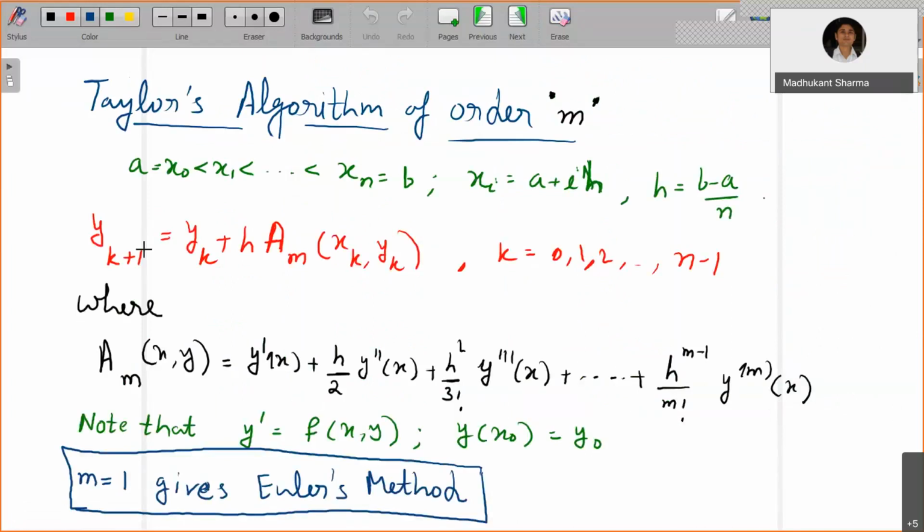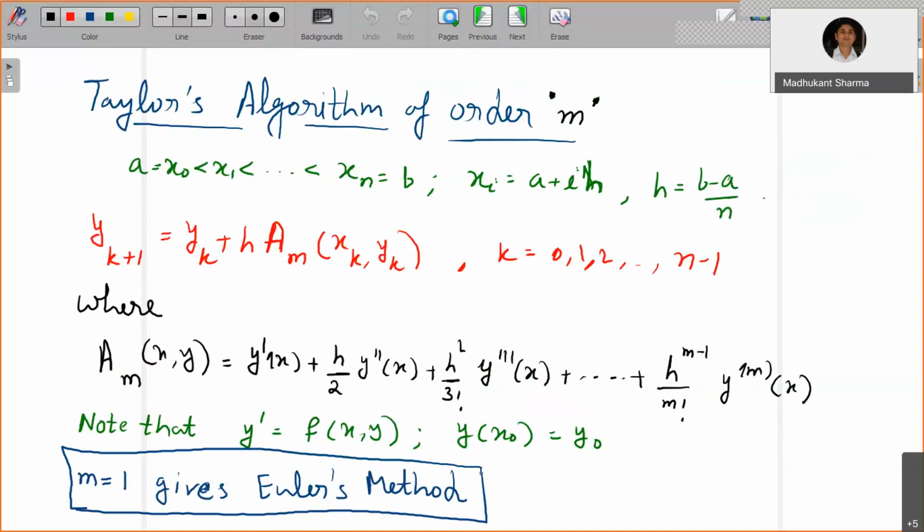The method is y k plus 1 equals y k plus h times A m, where A m is y dash at x plus h by 2 times the second derivative, plus the third derivative term, and so on. When we talk about order m, we are truncating after the power of h to the power m. I'm adding one slide here to explain how this is derived.